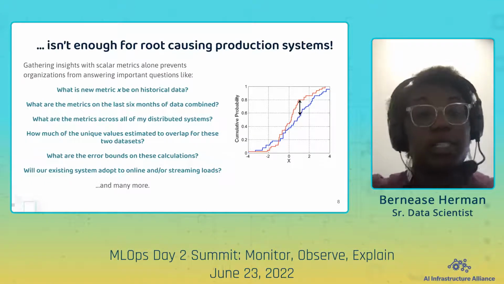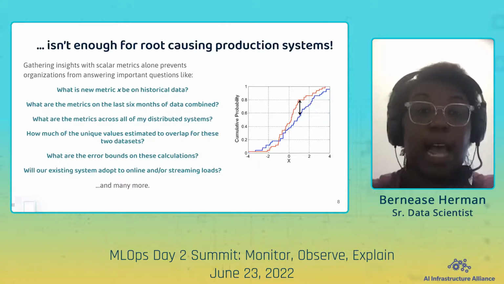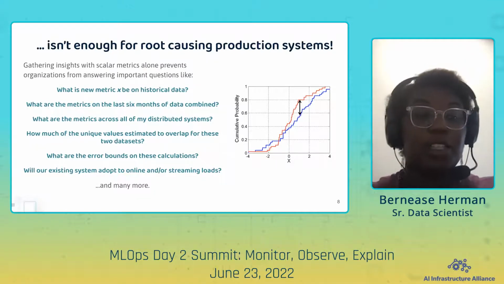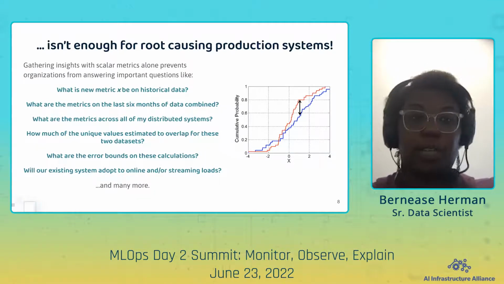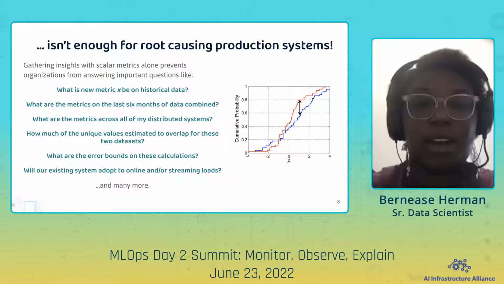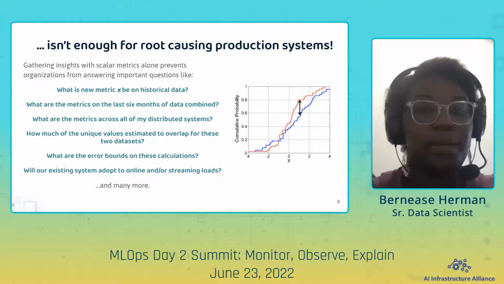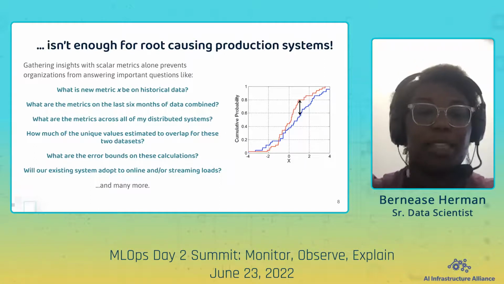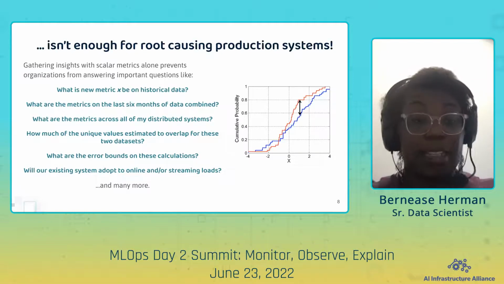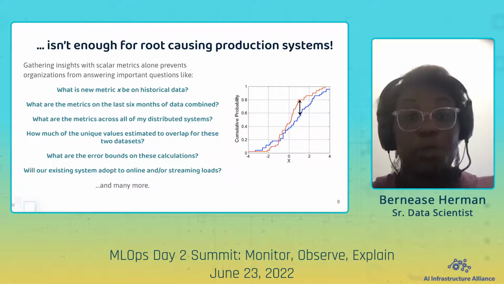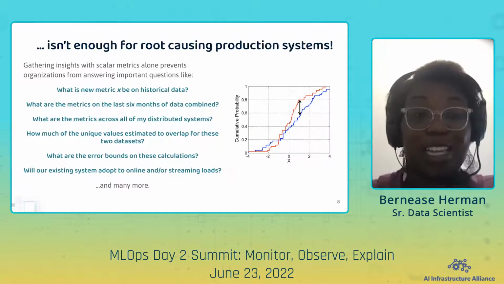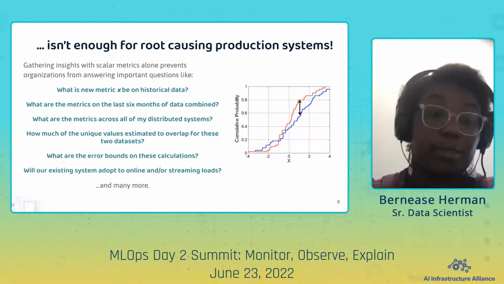And then there's lots of other questions that are deep in your analysis of trying to resolve a problem. So for example, how many unique values are estimated to overlap between these two data sets? Maybe I have some measure of how many unique values I've seen, but what I would need to know is when I combine these two together, or when I compare these two, how many of them overlap? How many of them are in common? Things like error bounds on these calculations. So whenever you have any estimates for these metrics, which you may have when you combine or may have individually, you need to understand what the error bounds and limitations of that point estimate you've given are.